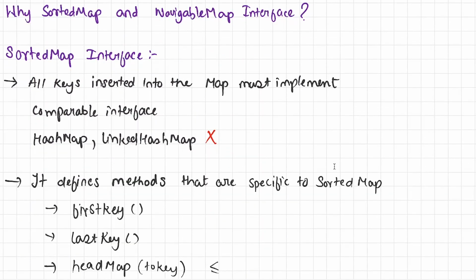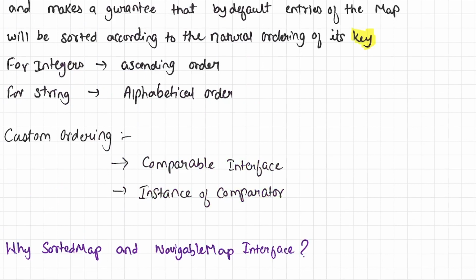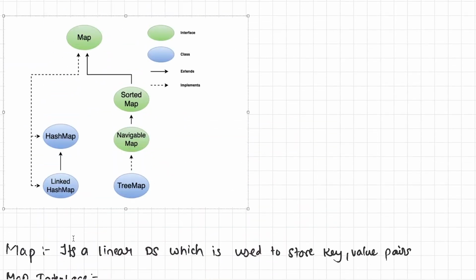Now this brings us to the next question: why do SortedMap and NavigableMap sit between the Map interface and the TreeMap class? If you look at this map hierarchy, you will see that there are two interfaces, SortedMap and NavigableMap, that sit between the Map interface and the TreeMap concrete class. And the TreeMap concrete class implements NavigableMap.